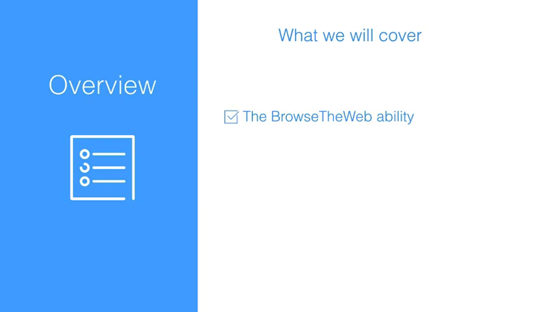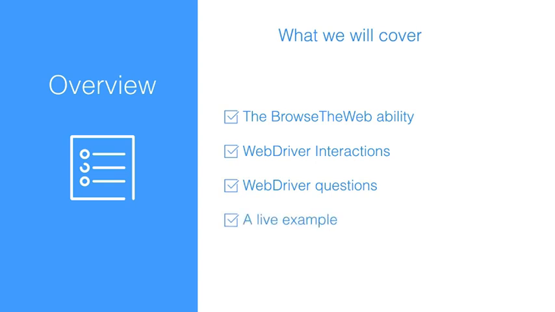We'll be looking at the browser web ability, which you saw briefly in one of the previous episodes, but that we'll now look at in much more detail. We'll look at the WebDriver interaction objects that come bundled with Screenplay and that give you some shortcuts to writing clean, readable tests that interact with the web page without having to do a lot of low-level WebDriver coding. We'll also be looking at WebDriver questions, the other side of the coin, which let you query a web page and ask questions about the state of the web page, again in a very readable way. And finally, we'll be looking at a live example of code, seeing how it all fits together.